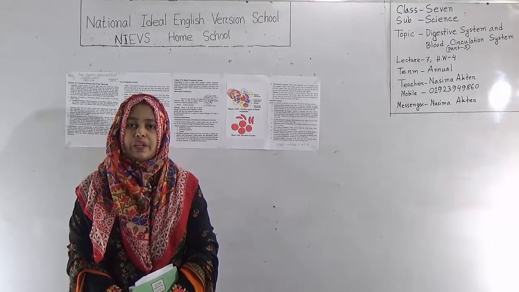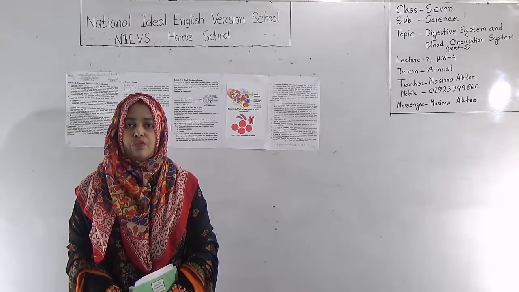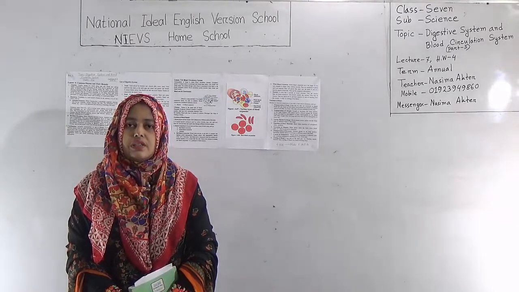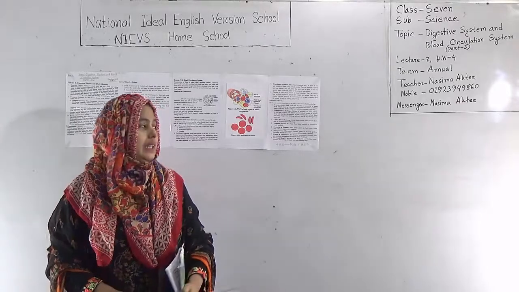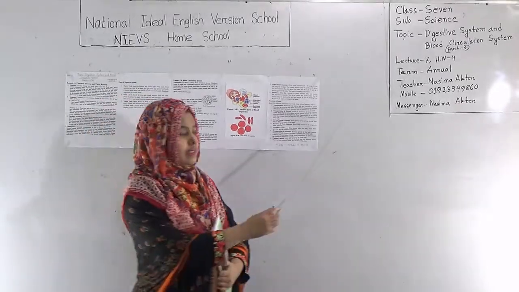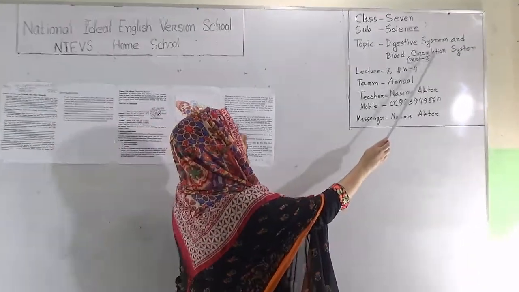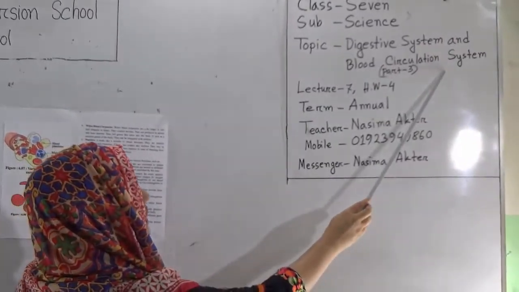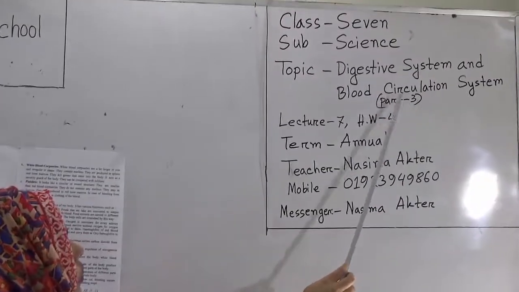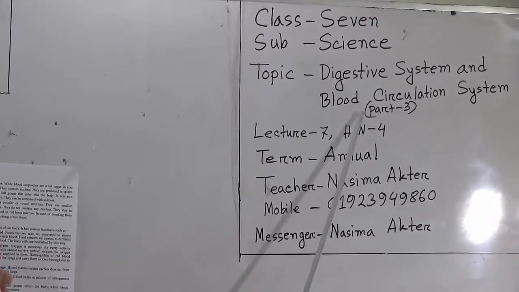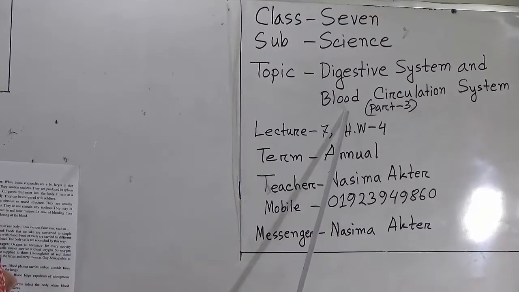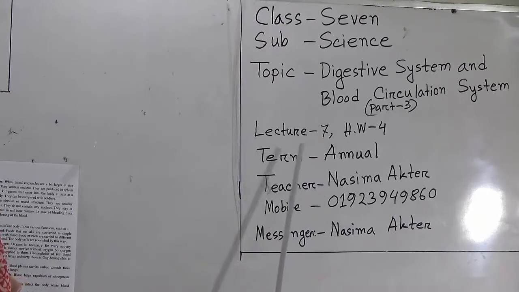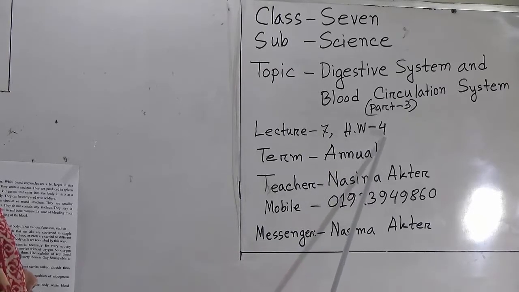Dear student, today I am going to take a science class for class 7 students. Our topic today is the digestive system and blood circulation system. This is chapter 5 and we have already discussed some topics from this chapter. Today we will discuss another part of this chapter, and this is lecture number 5, and I will give you some SW. Our SW number will be 4.